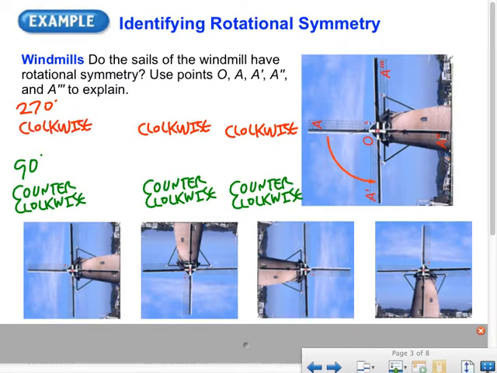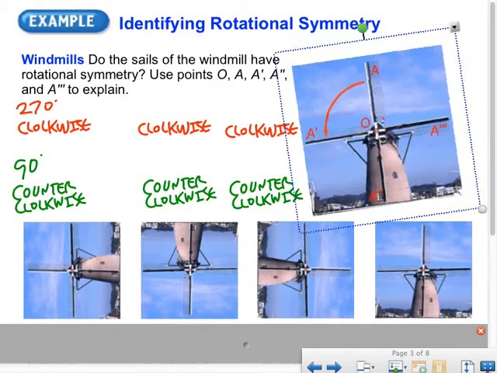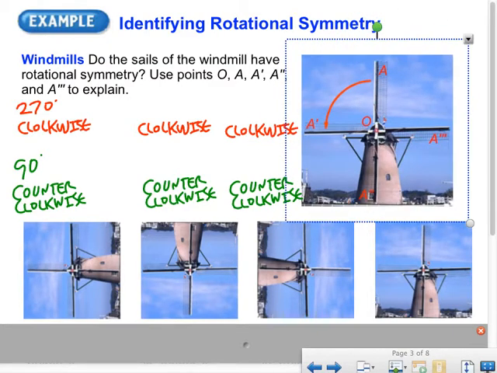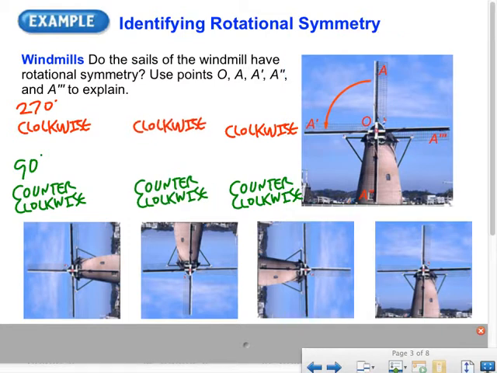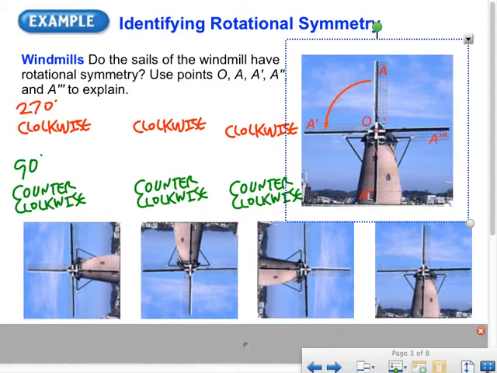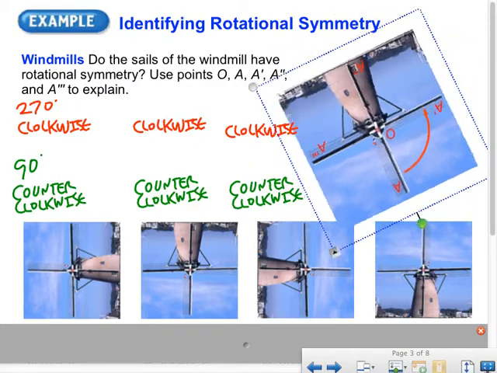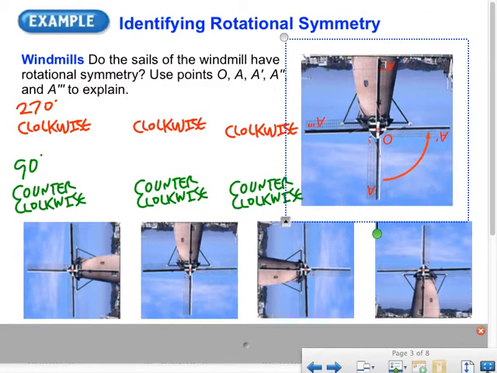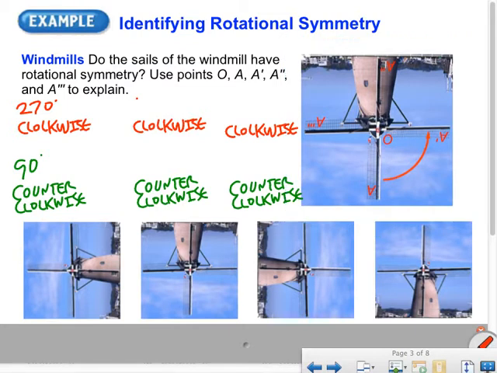So 90 degrees counterclockwise, 270 degrees clockwise. Now I need to make my image match what I have here in the second picture. So how many degrees am I going to rotate it clockwise in the second picture? Very good. So clockwise, 90, 180, it's upside down. That's 180 degrees.